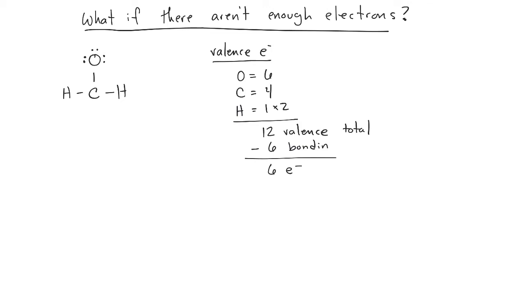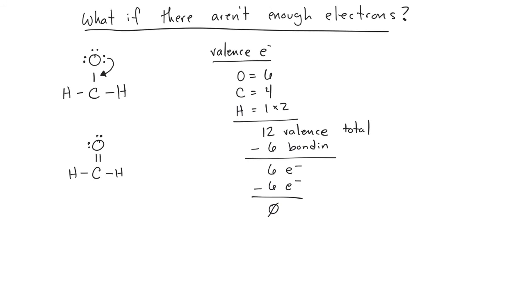But notice that carbon does not have an octet now. And we don't have enough electrons remaining to give carbon an octet. And so what do we do in this case? Well, in this case, what we're going to do is form a double bond by moving a pair of electrons from the oxygen down into the bond between the carbon and the oxygen, so that we give a double bond between the oxygen and the carbon, like this.